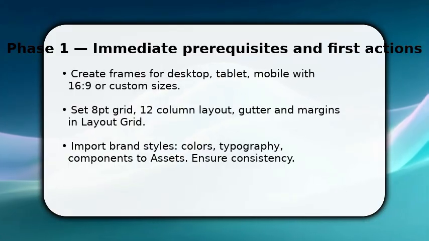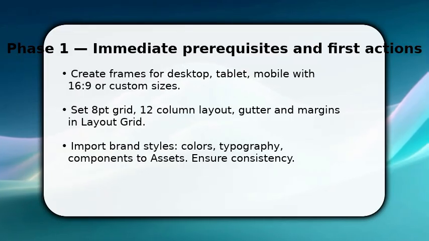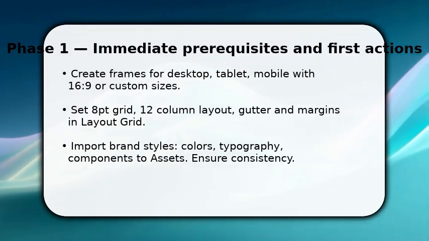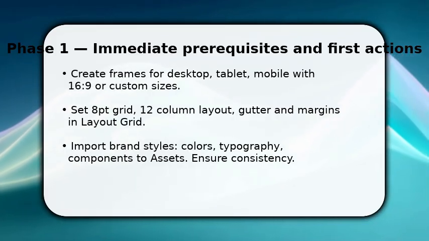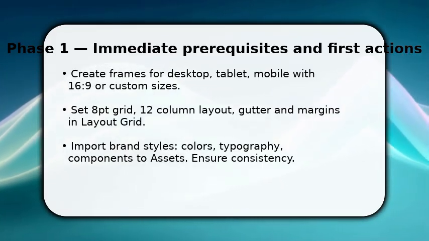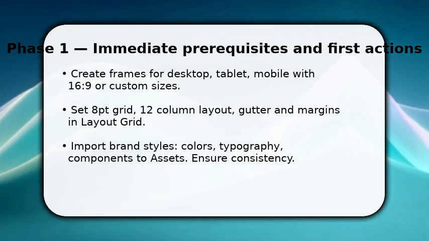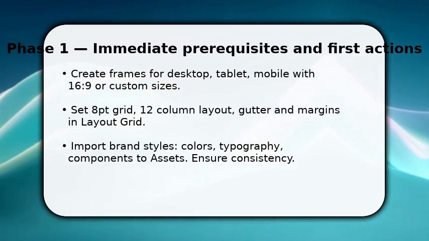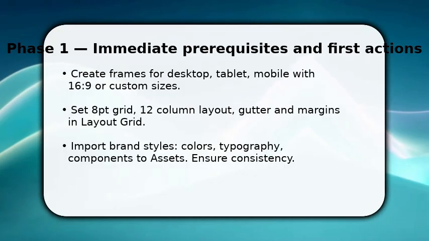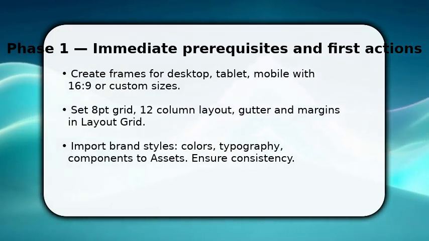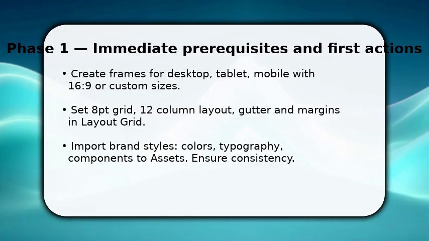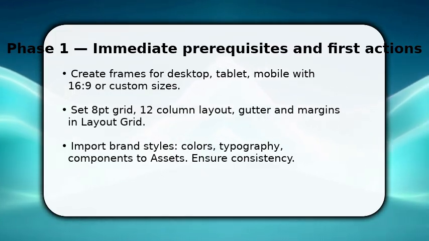You begin by creating frames for desktop, tablet, and mobile. Choose realistic sizes. Set an 8pt base grid and a 12-column layout to control rhythm and alignment. This makes resizing predictable. Once done, pull in brand colors, type styles, and core components into assets so you reuse them. You're starting with constraints, not limitations, because predictable spacing and shared styles speed up responsive decisions later.